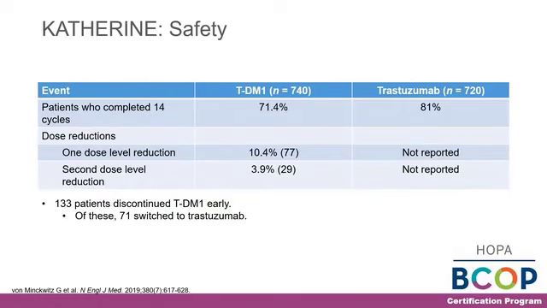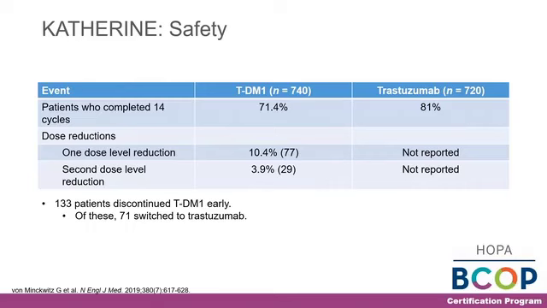One of the biggest things to consider with using just trastuzumab alone versus using an antibody drug conjugate like ado-trastuzumab emtansine is the safety profile difference. And so they did look at this in the KATHERINE study, and I did want to point out that only about 70% of patients who received TDM1 actually completed all 14 cycles, versus with trastuzumab, 81% of patients completed all 14 cycles.